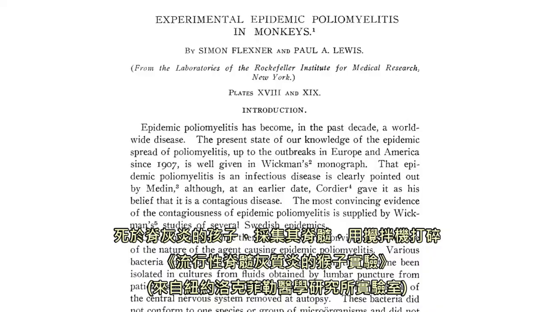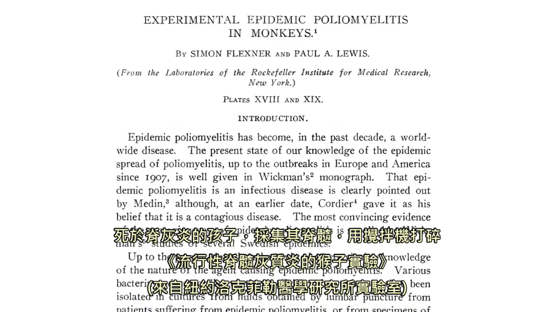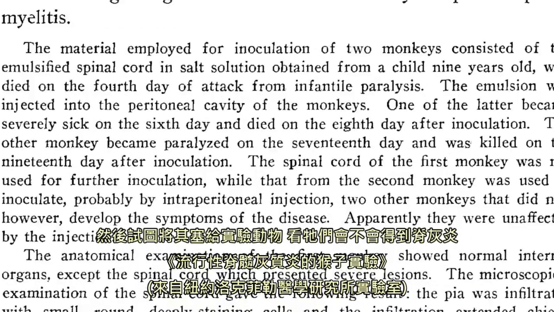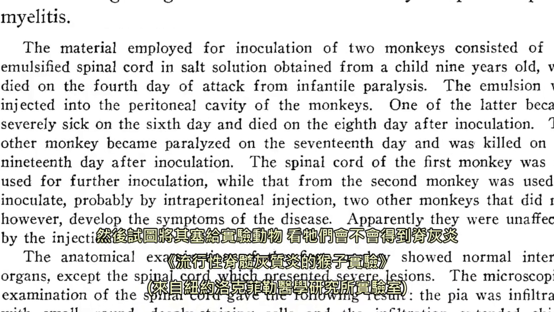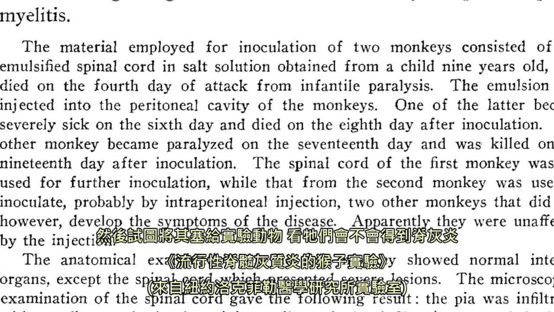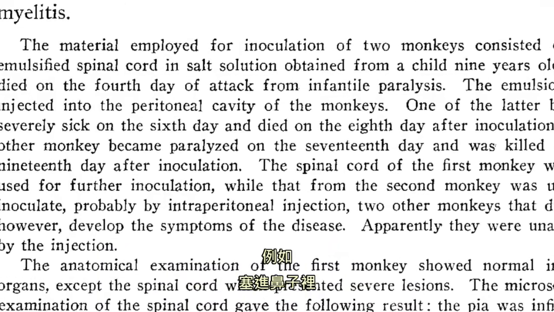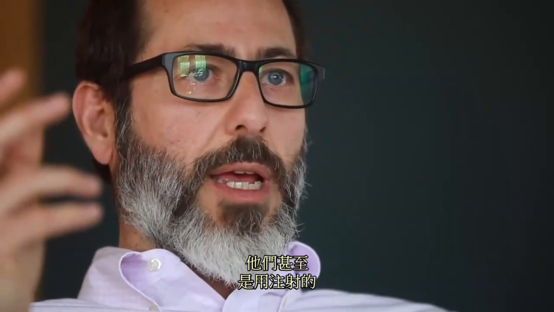And so what they did is they took children who died of polio, and they took their diseased spinal cord, and they chopped it up in a blender, and they tried to give it to experimental animals to see if they could cause polio. And they gave it to them every which way. They shoved it down their nose or throat, they even injected it, and none of the animals got polio.